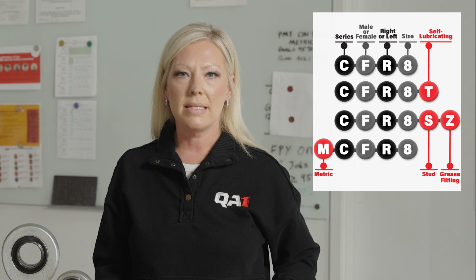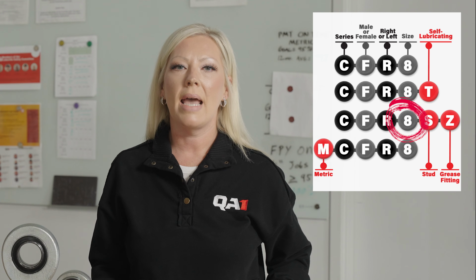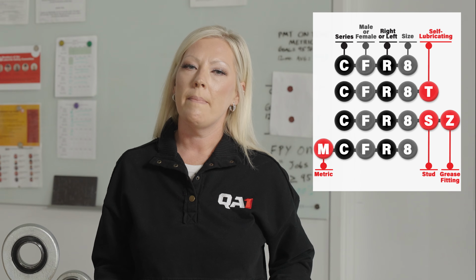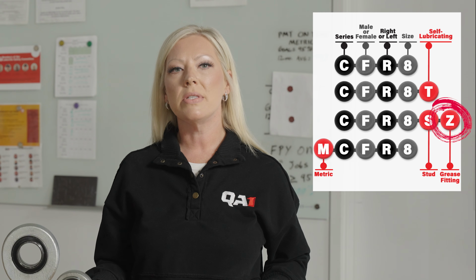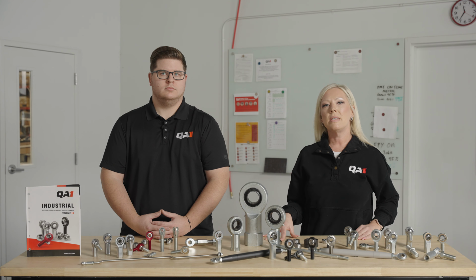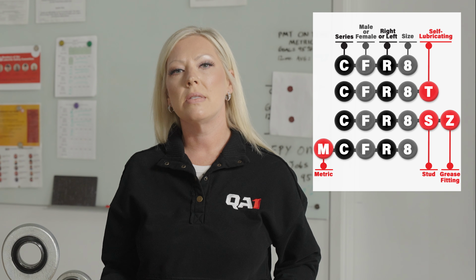After thread is size designation. In this example, we see the size number is 8, which means ½ inch. It's important to remember all rod ends, unless metric, are measured in 1/16. Lastly, in this example, the letter S means this rod end has a stud, and the letter Z for a grease fitting. So the CFR8SZ rod end includes both a stud and a grease fitting. For metric rod ends, the letter M will be the first letter in the part number. And for self-lubricating options, the letter T will be at the end of the part number.